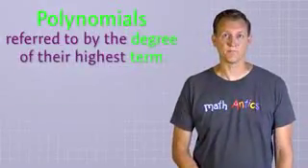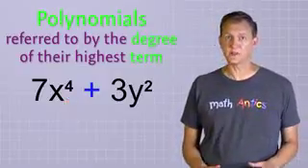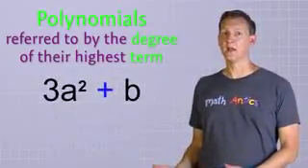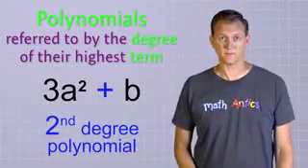Okay, but why do we care about the degree of terms? Well, it's because polynomials are often referred to by the degree of their highest term. If a polynomial contains a fourth degree term, but no higher terms, then it's called a fourth degree polynomial. But if its highest term is only a second degree term, then it's called a second degree polynomial.